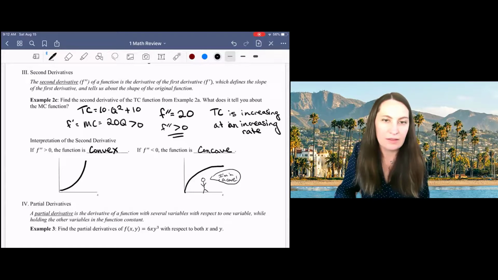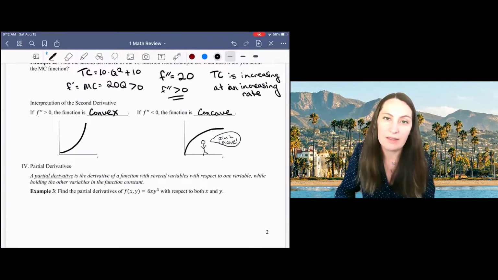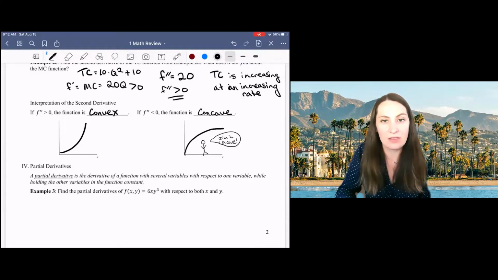The last thing I want to review in this section is how to find partial derivatives. So far, we've just used functions with a single variable, q. But in many examples, we're going to need to take the derivative of functions with lots of different variables, and we need to do that using partial differentiation. You can also use total differentiation, but we're not going to do that so much in this class. We're going to focus here on partial derivatives. Partial differentiation is actually pretty simple. All you do is ignore the other variable.